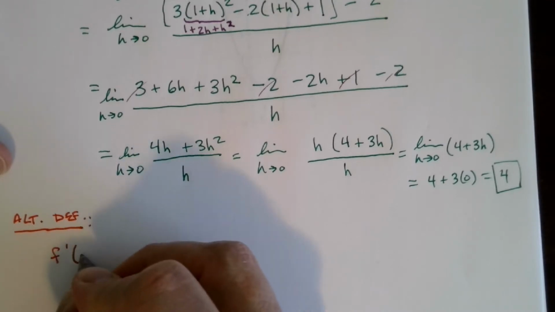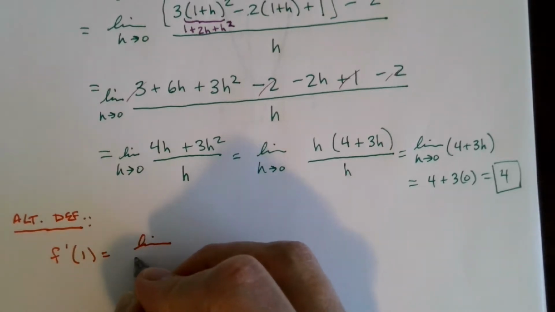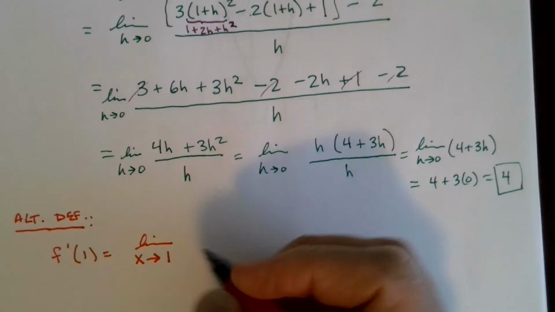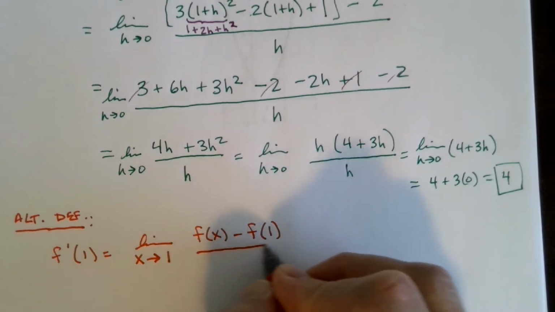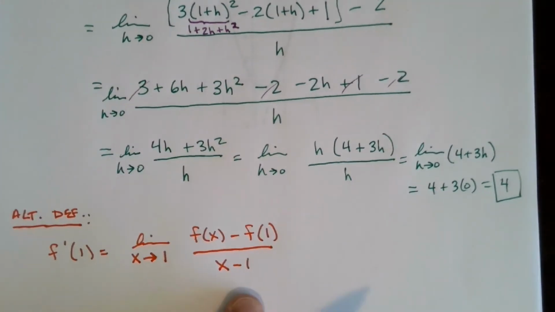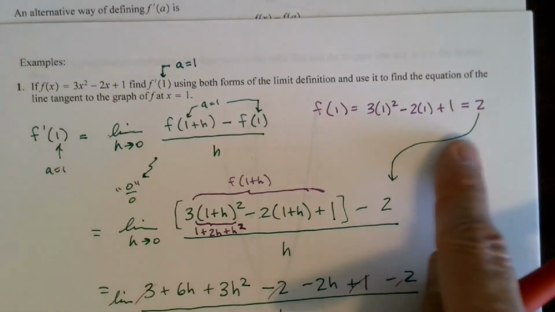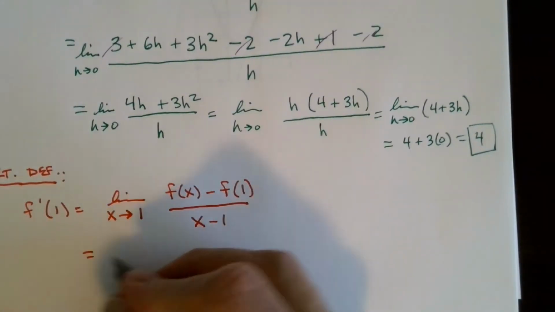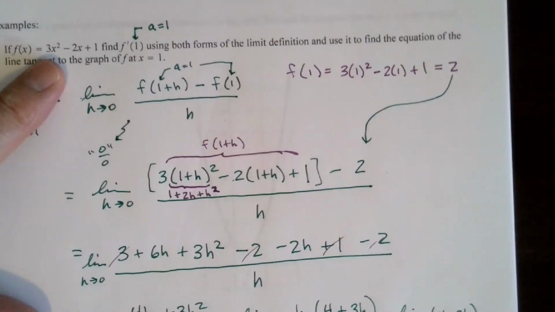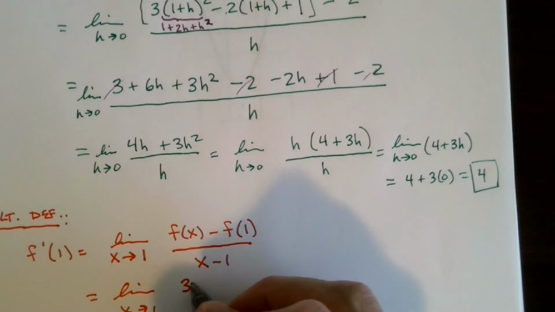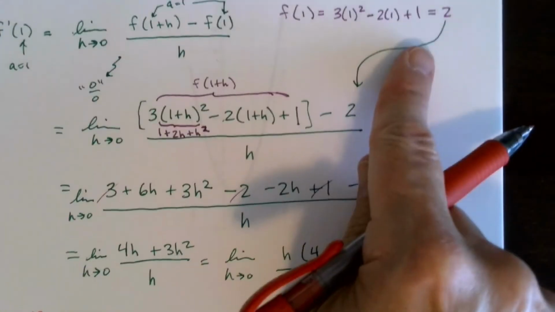So here f prime of 1 is the limit as x approaches a, and what is a in this case? 1. f of x minus f of a again is 1, over x minus a, which is 1. Again, I want to replace the a with the point we're talking about. Okay, f of 1 we already evaluated was 2, and so let's see what we have here. This is the limit as x approaches 1. f of x, remember, is just our function, 3x squared minus 2x plus 1, minus f of 1, which we said was 2.